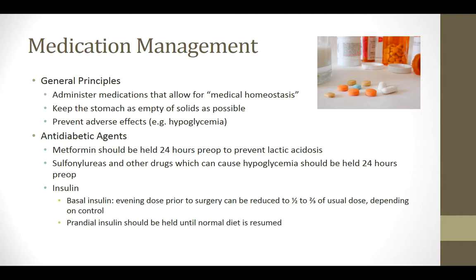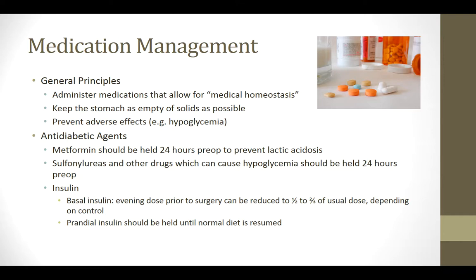Your insulins, you're going to keep relatively stable if it's a basal insulin. You can reduce the dose to about 1/2 to 2/3 of your usual dose, but this is going to be really dependent on the patient's level of control. If the patient's fasting blood sugar every morning is 200, then I'm not really worried about reducing their basal insulin on the night before surgery, because even if they take the full dose, they're still not going to get hypoglycemic.